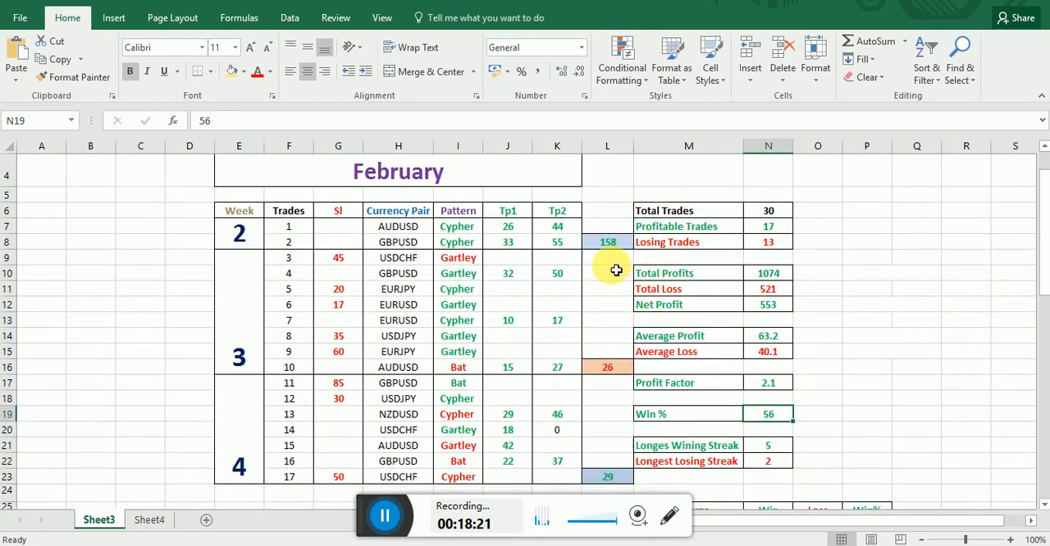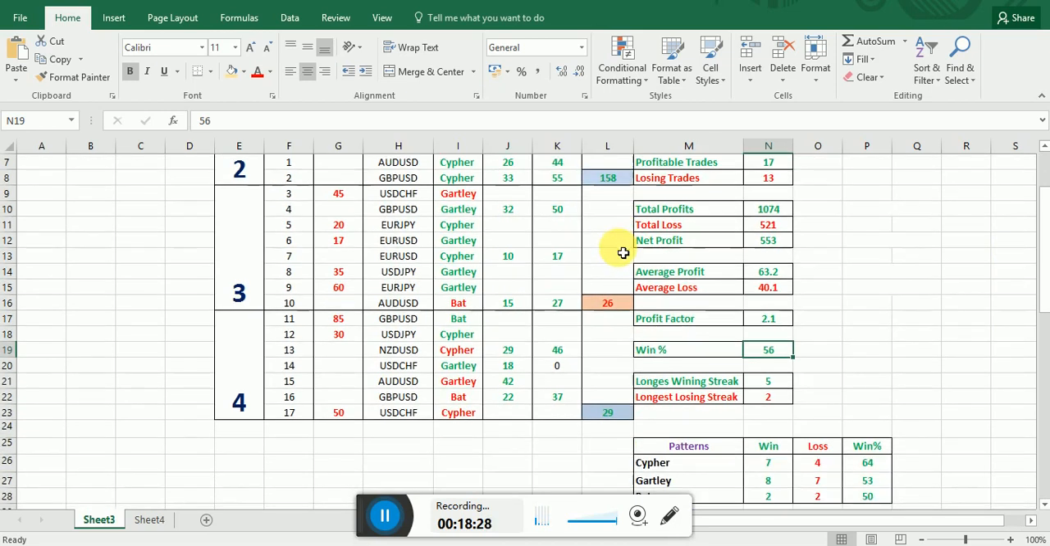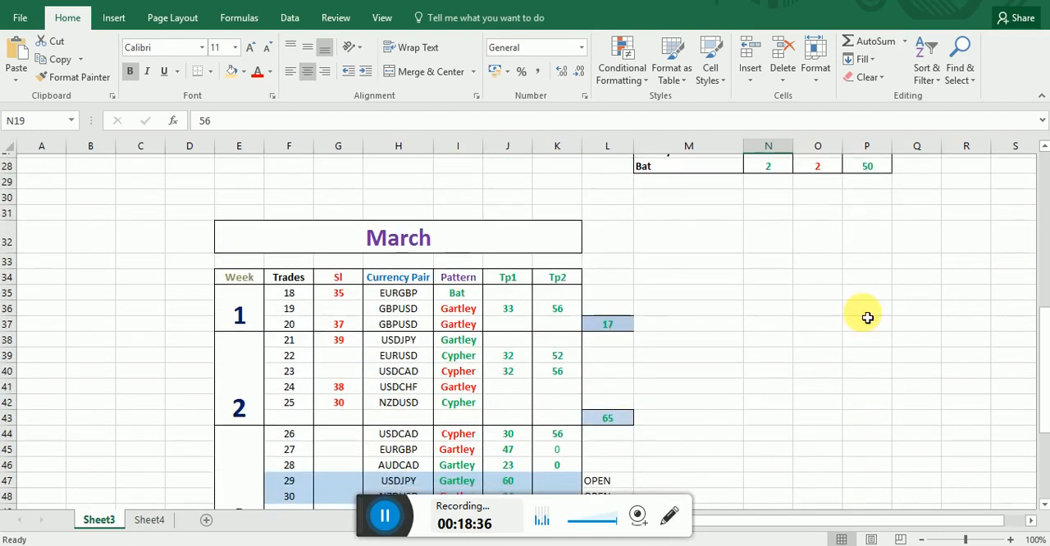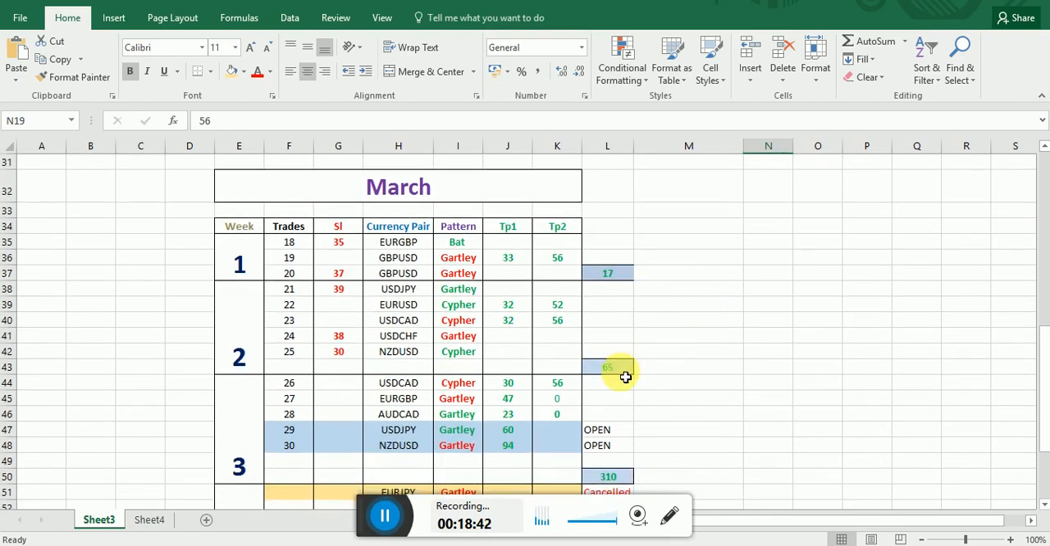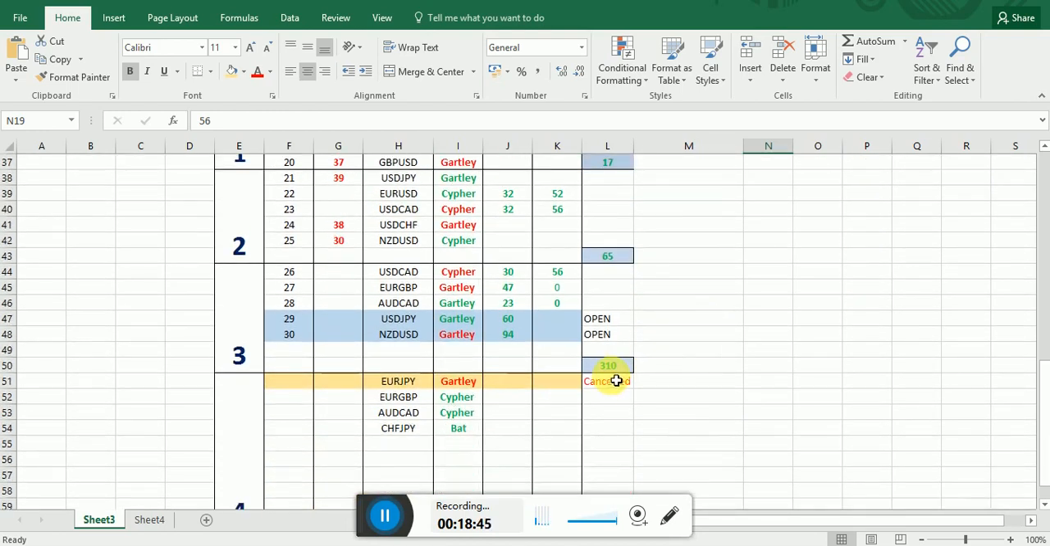Obviously the first week was a very good week. Two trades, 2 winners, 158 pips. And the second week, we gave a little back. We were down about 26 pips, and then we made that back in the following week. And then we made a little gain in the week that followed, 17 pips, and then a little bit more, 65 pips, and then this is the week that just opened. This is all the trades that I just showed you guys.